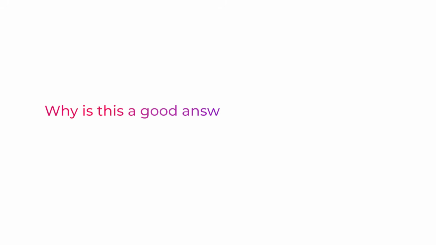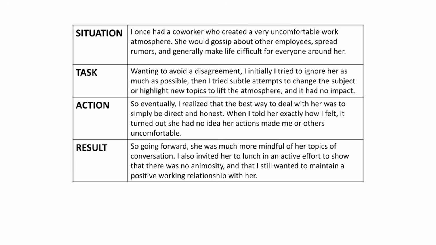So why is this a good answer, and how can I use it? The things you can lift from this answer are here. So first, here where it says, I wanted to avoid a disagreement, it talks about taking multiple approaches before approaching the situation directly, which could potentially turn into a conflict, as of course, you never know how someone will respond.